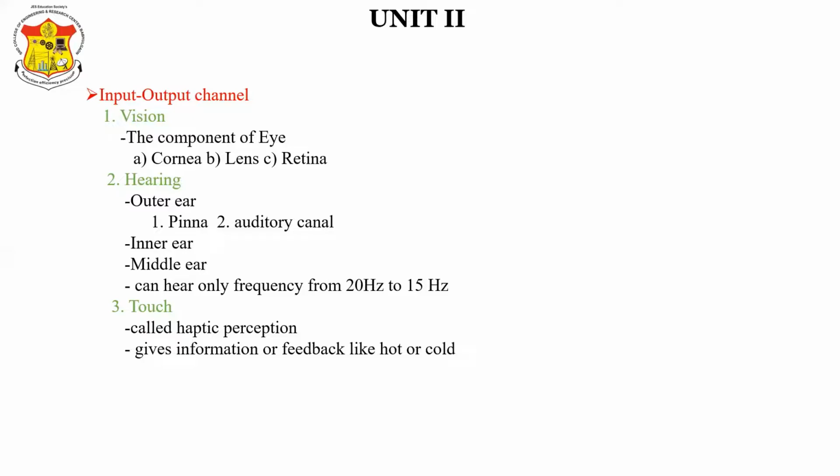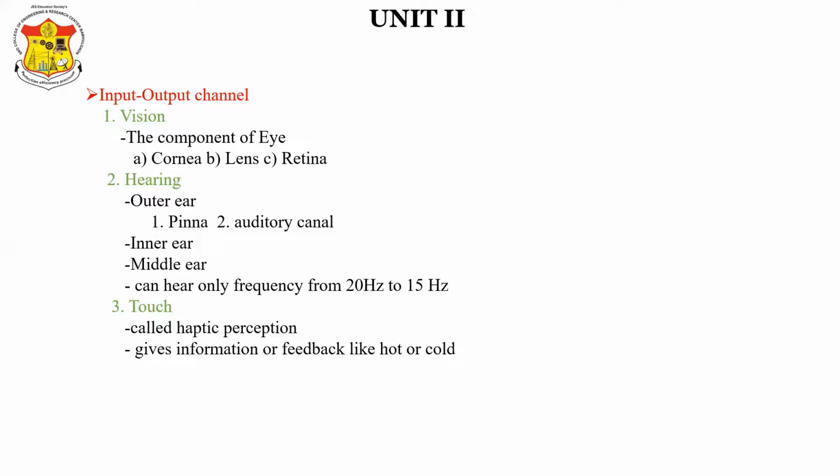Touch provides information about our environment. It gives information or feedback like hot or cold. It provides feedback when we touch an object, like shape and surface. Touch plays an important role in virtual reality games. In virtual reality games, objects are computer generated and manipulated by the user by gesture.